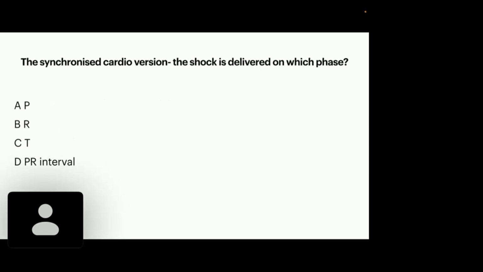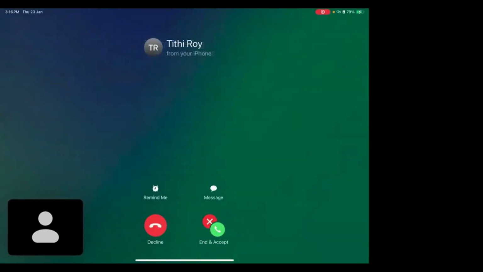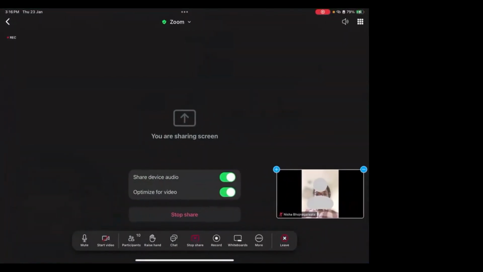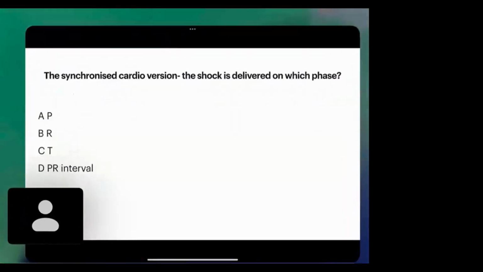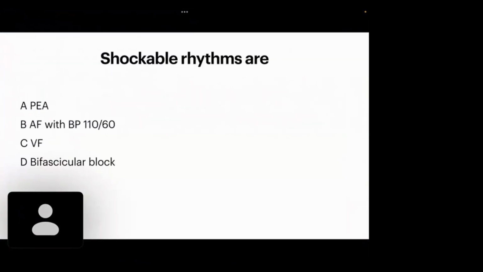Now, in synchronized cardioversion, the shock is delivered in which phase? P, R, T, or PR interval? The answer shall be R. Now, what are the shockable rhythms? Is it atrial fibrillation with BP of 110/60, ventricular fibrillation, or a bifascicular block? The answer shall be ventricular fibrillation, VF.